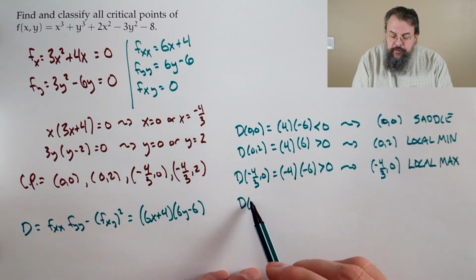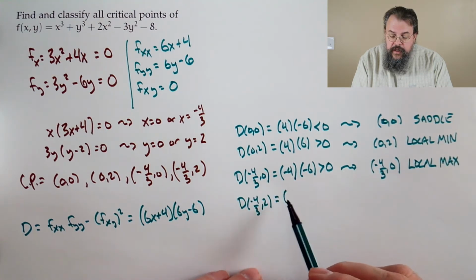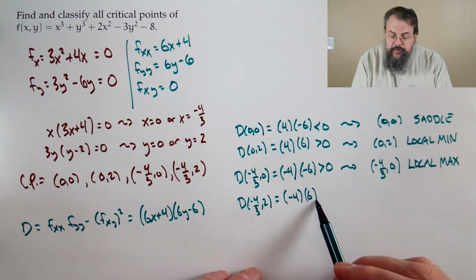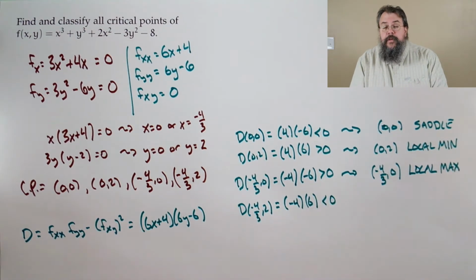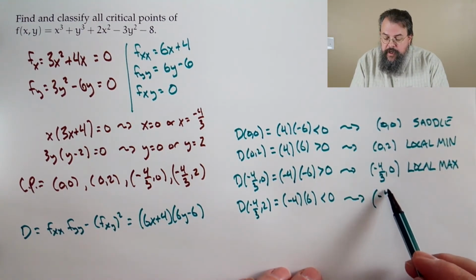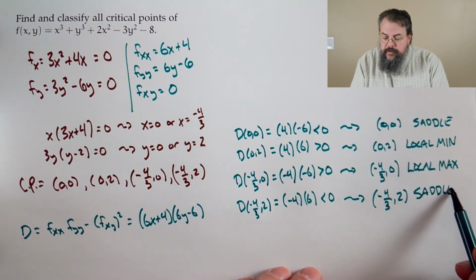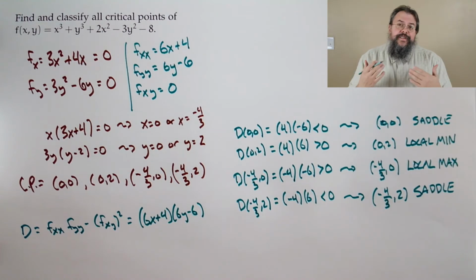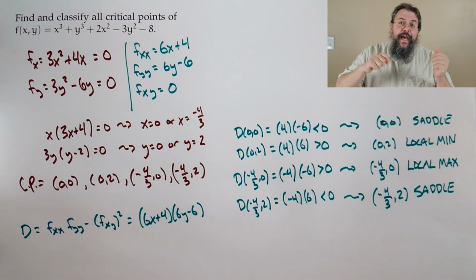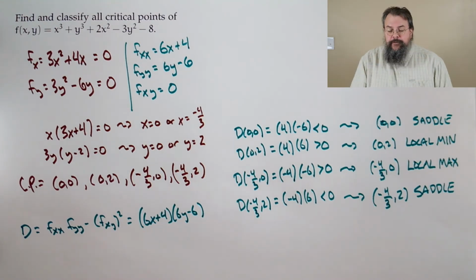And our last point, (negative 4/3, 2). Well, okay, so we're going to get negative 4 in the first slot. In the second slot, we'll get positive 6, which is negative. All right. Well, if it's negative, that means that we are at a saddle. Now, in some sense, it's kind of a fun function because we're like, ooh, we had a min and a max in the same one. A lot of the very simple functions tend not to do that.